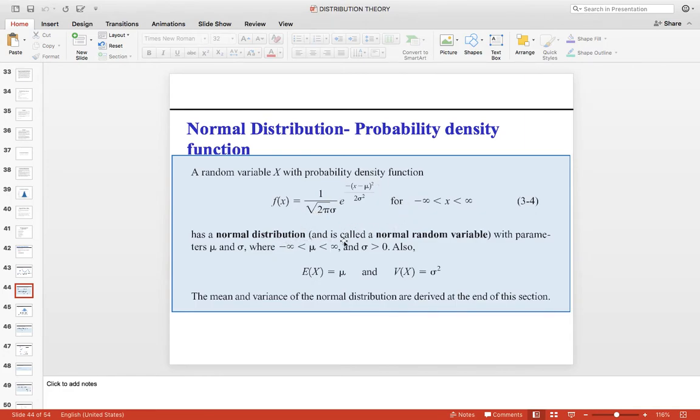The normal distribution is also called the normal random variable with parameters mu and sigma. The variable ranges from minus infinity to plus infinity, so it takes both negative and positive values, and the standard deviation will always be greater than 0. The expected value of the random variable is the mean, and the variance is sigma squared. The mean and variance of the normal distribution are derived at the end.